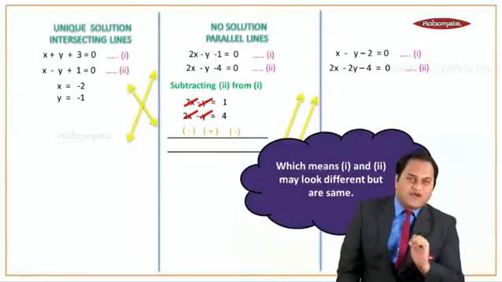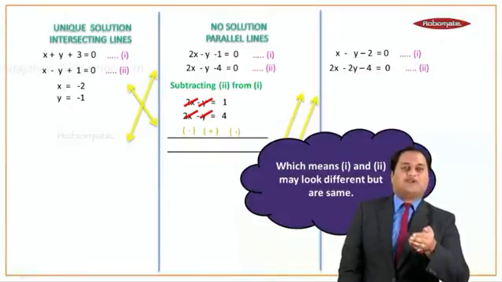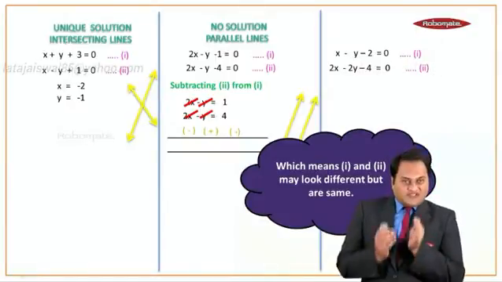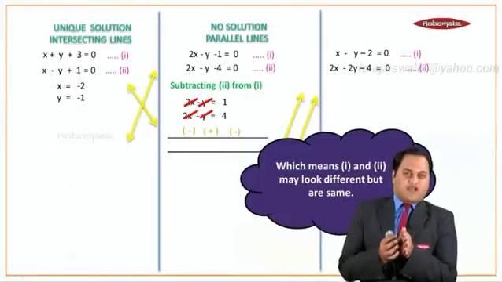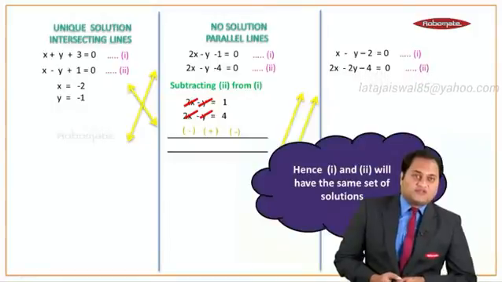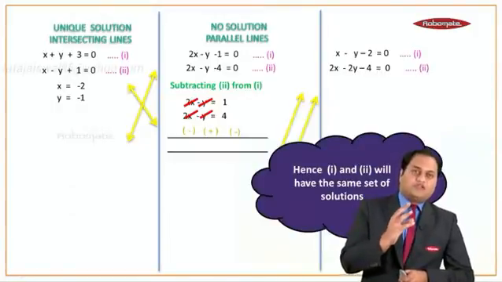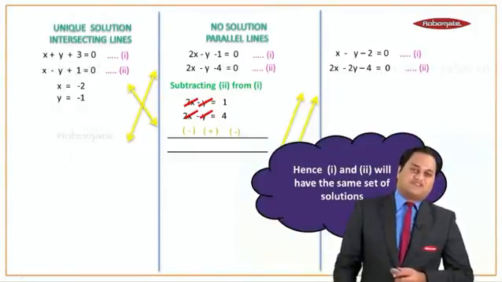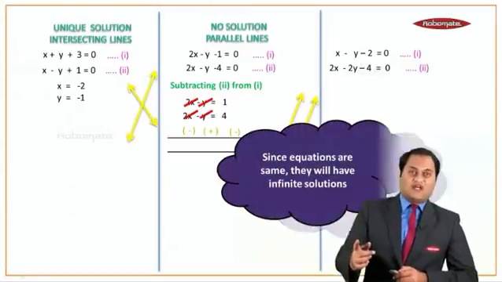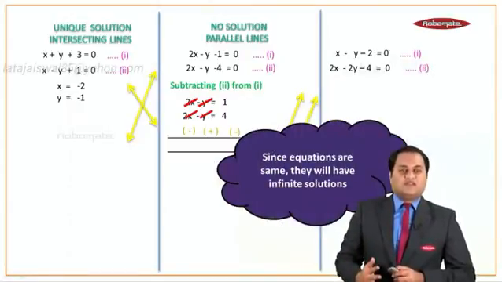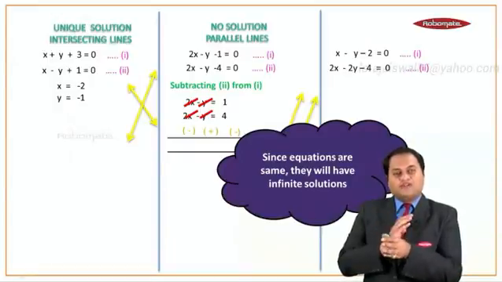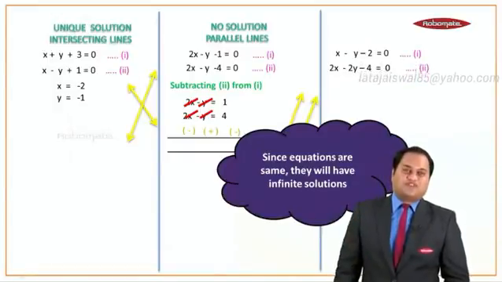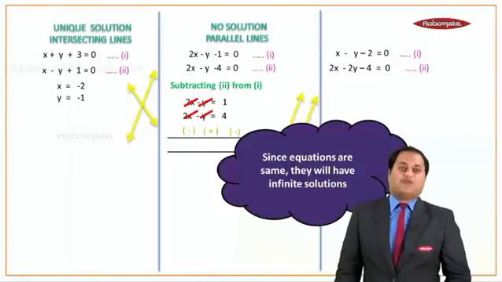Just that we have simplified it by multiplying by 2 or dividing by 2. So these are different forms of the same equation, right? And because 1 and 2 are the same equation, they will have the same set of solutions. And just now I said a linear equation in two variables will have infinite number of solutions. This is an example of it.